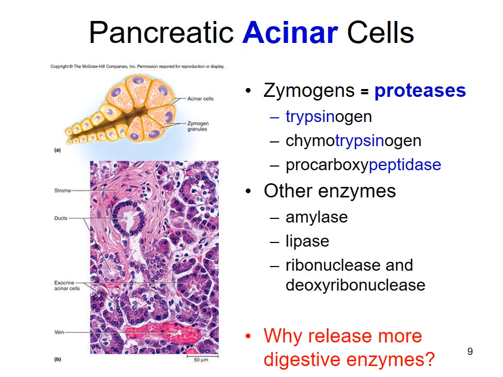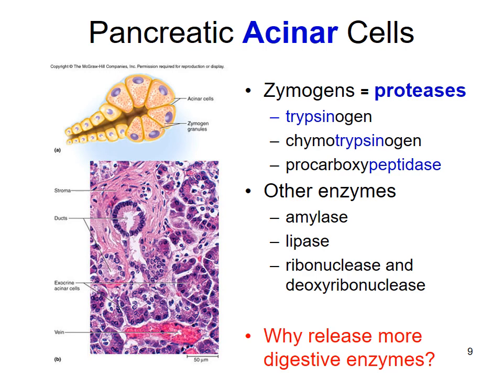Here are a few of the enzymes that the pancreatic acinar cells will be producing: trypsinogen, chymotrypsinogen, procarboxypeptidase. Now notice how within the names I've highlighted in blue, trypsin or peptidase, and that's because those will be the final version of the enzymes that we're going to take a look at, trypsin and peptidase.